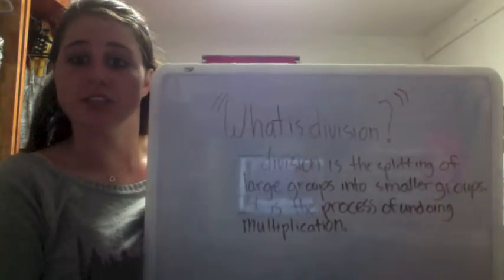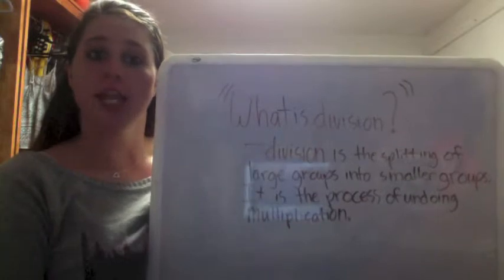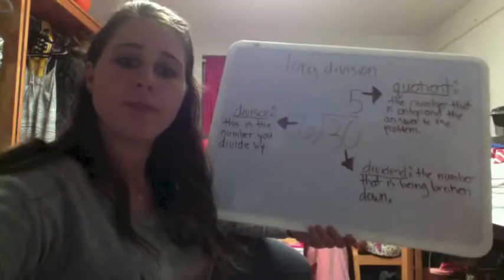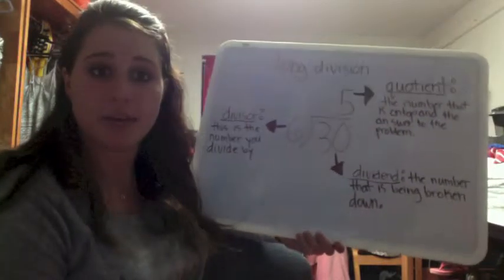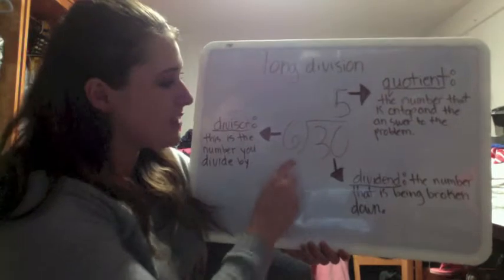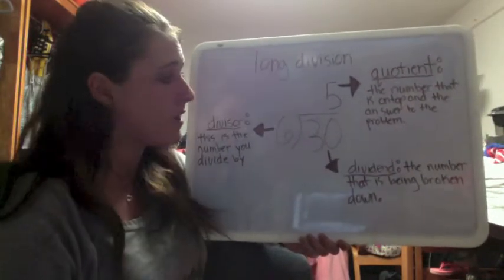What is division? Division is the splitting of large groups into smaller groups. It is the process of undoing multiplication. Okay, so what we have here is an example of a long division equation. And what I like to do is call this little guy right here a house to make it easier to understand the roles for each part of the equation.